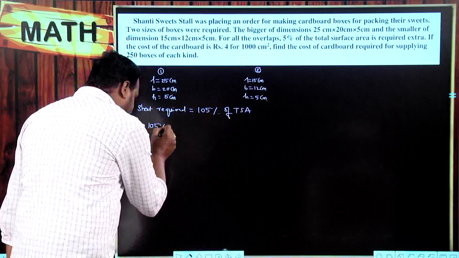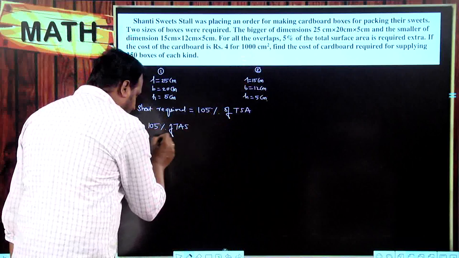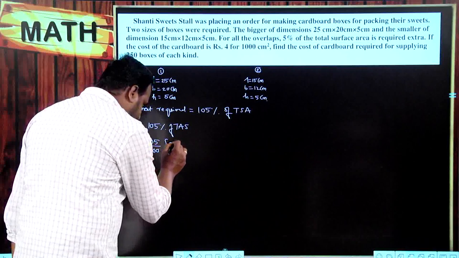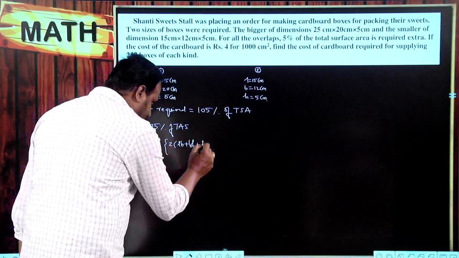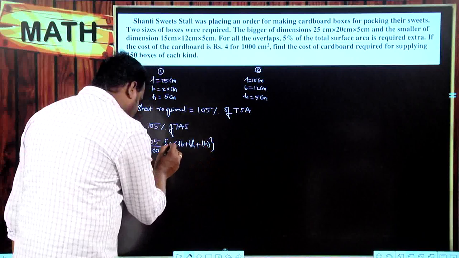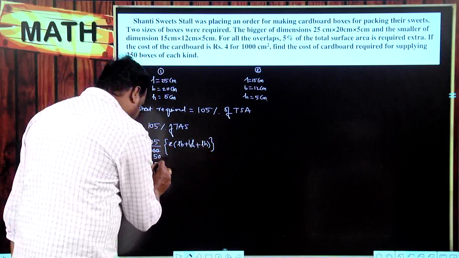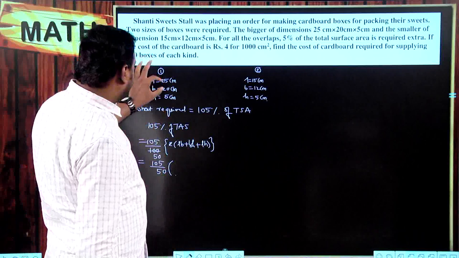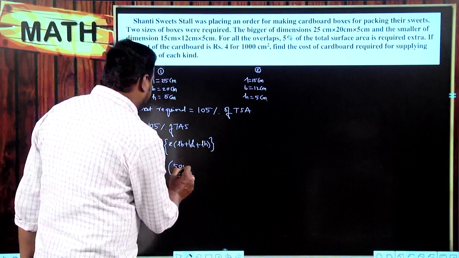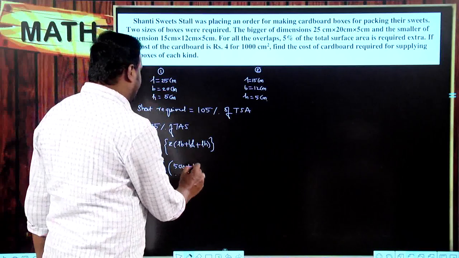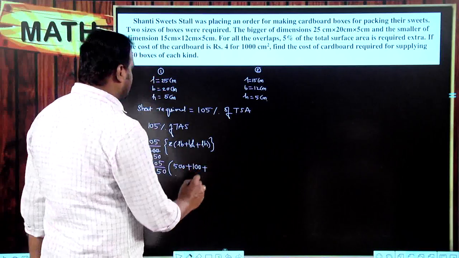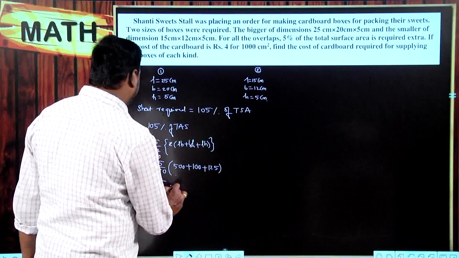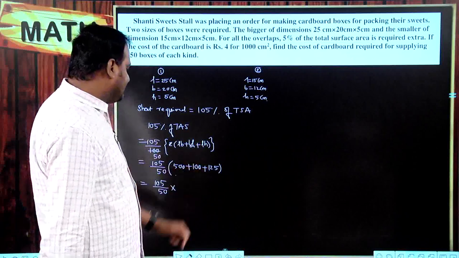105% of the total surface area means 105 divided by 100 multiplied by the total surface area, 2 into (LB plus BH plus LH). So, 2 into 5 is 10 and 250 is 100, it means 105 divided by 50 into, now substituting, 25 into 20, which is 500, plus BH, 20 into 5 is 100, plus LH, 25 into 5 is 125. That is 105 divided by 50 multiplied by 500 plus 100 plus 125, which is 725.